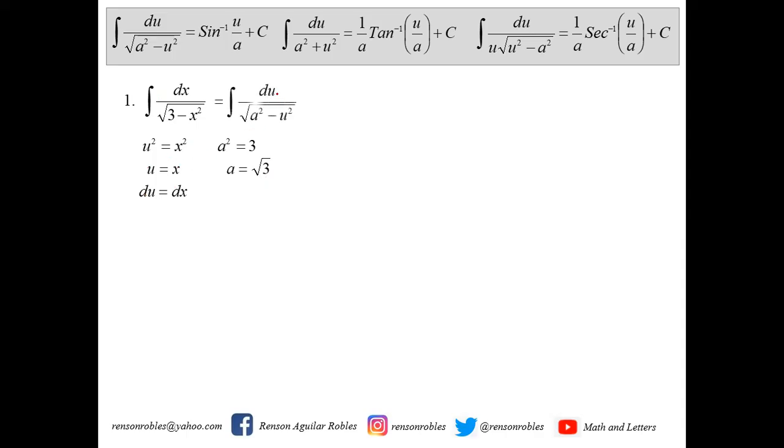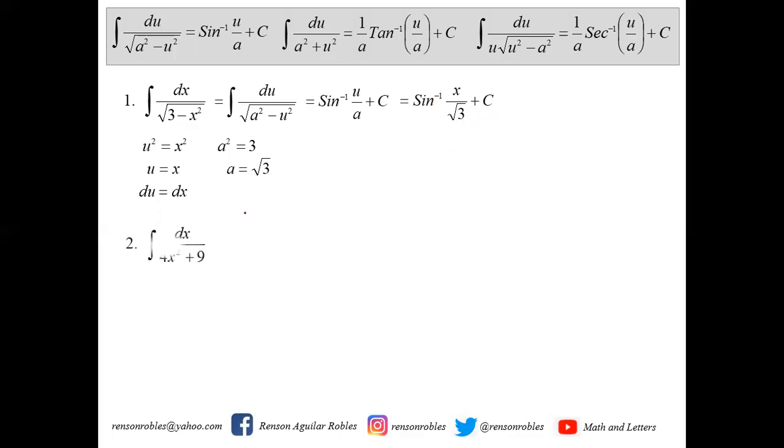So we can now say that this is equal to arc sine of u over a plus c, and writing it back to the original variable, we have arc sine, u is x and a is square root of 3, plus c, and that is arc sine of x over square root of 3 plus c.